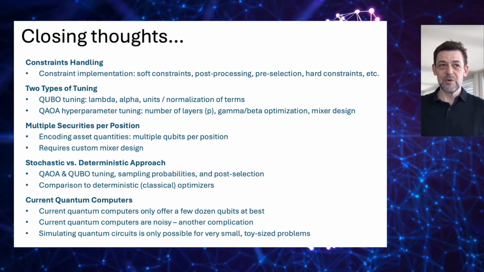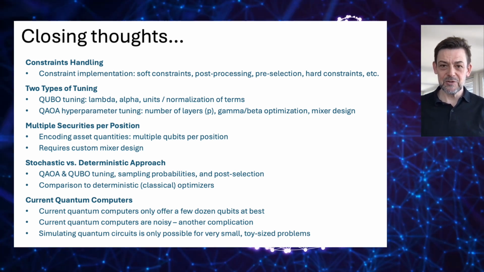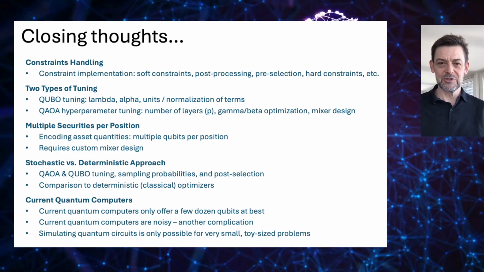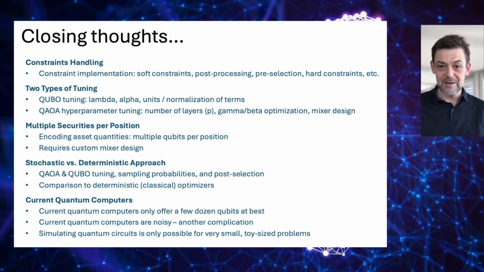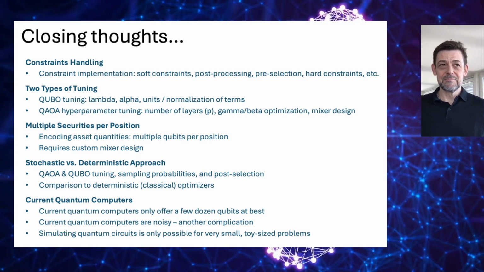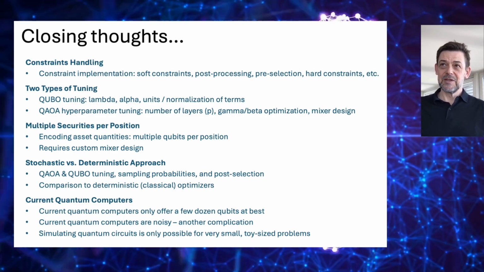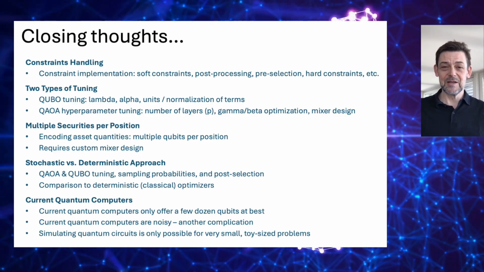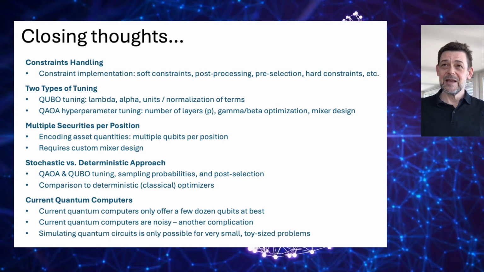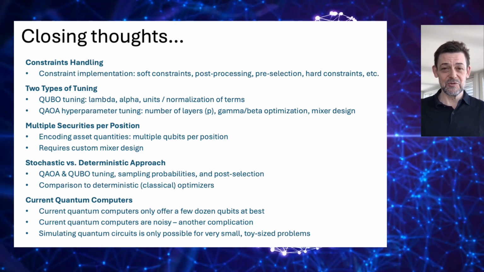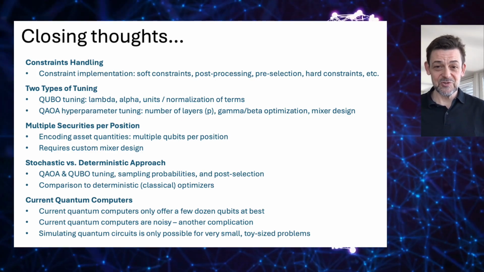Next, let's remember that tuning plays a major role at two levels. On the one hand, there's tuning the QAOA formulation itself, choosing things like lambda, alpha, and deciding how you normalize each term. On the other, there's tuning the QAOA algorithm, such as setting the number of layers, optimizing gamma and beta, and designing the mixer. Both are crucial if you want meaningful and efficient solutions.